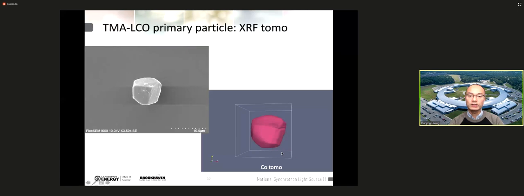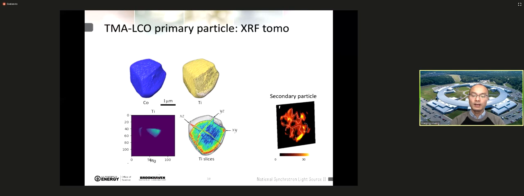a single primary particle of such a system, and this is the SEM, and we collected a 3D fluorescence image of the particle first. This shows a nice crystal with well-defined faces. And then, if I take a close look at the titanium distribution, again we found the titanium concentrated on the surface of the particle, which agrees with the observation from the secondary particle measurement.